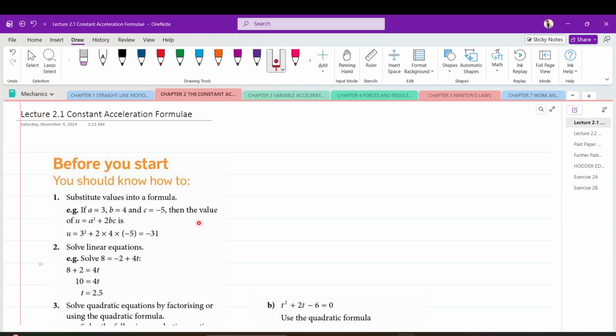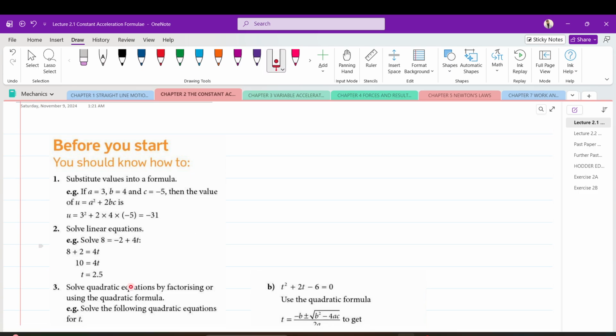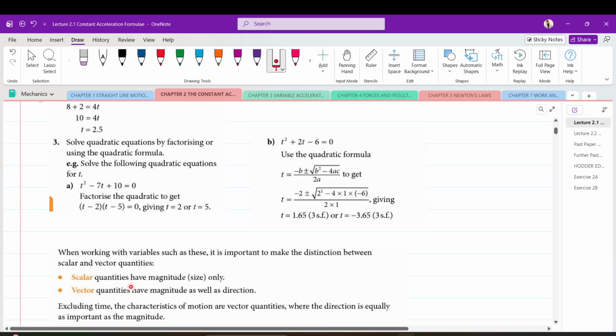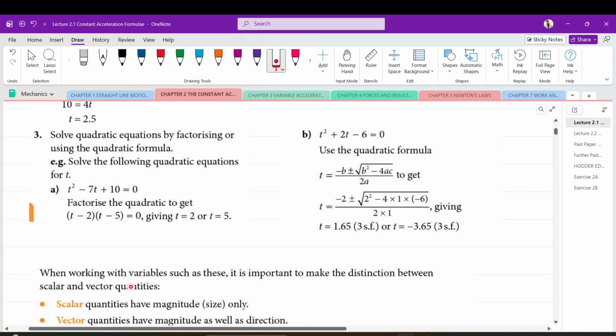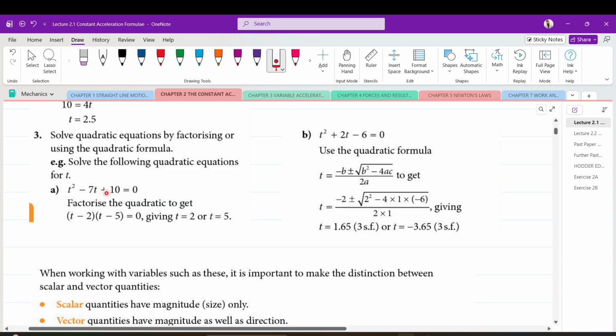Then you should be able to solve linear equations, okay, simple algebra. You should be able to solve quadratic equations either by factorizing or by using the quadratic formula, okay. All right, so these are some of the prerequisites. You can take a look at some examples here as well. This example uses factorization to solve the quadratic equation, and this example uses the quadratic formula to solve the quadratic equation. Okay, and keeping in mind that all non-exact answers should be given to 3 SF.